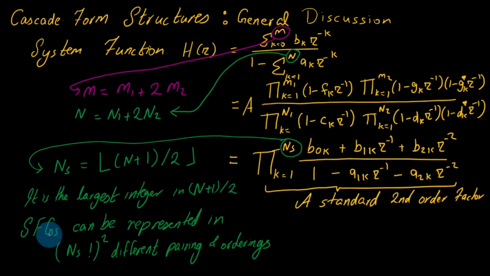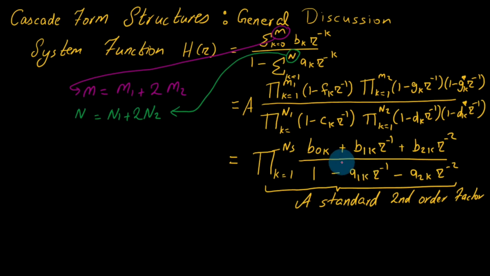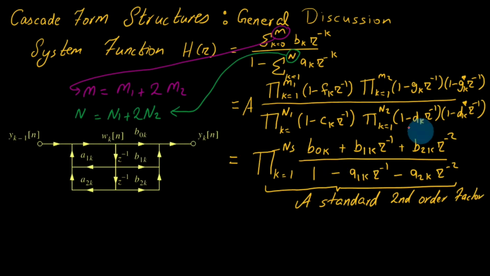Also note that SFGs can be represented in (N_s factorial) squared different pairings and orderings. By that we mean that you can order this in any form because it is an LTI system. Which subsection is represented first and which later, it is all correct, and you can have all those pairings. Now moving on, if we are to draw only one subsection, not the multiplication, only one subsection, it would have this form.